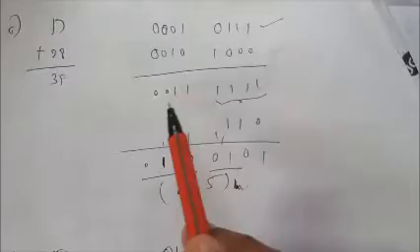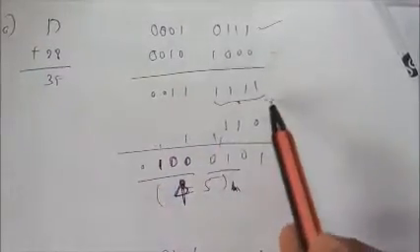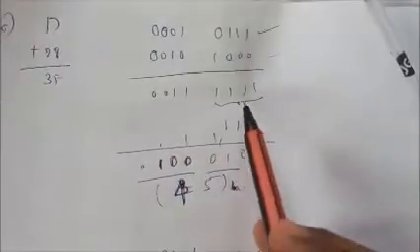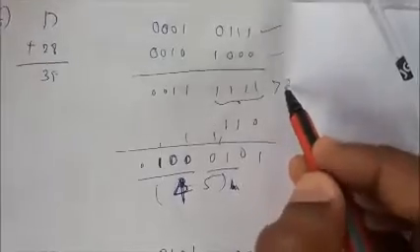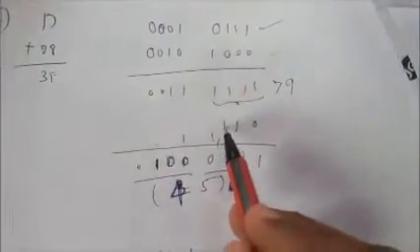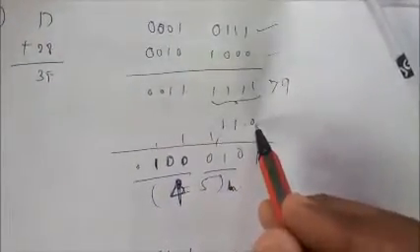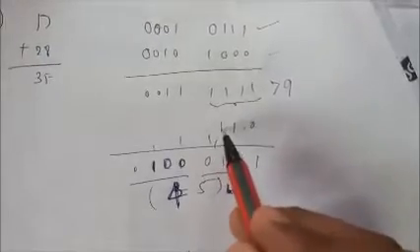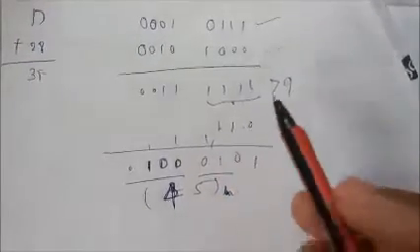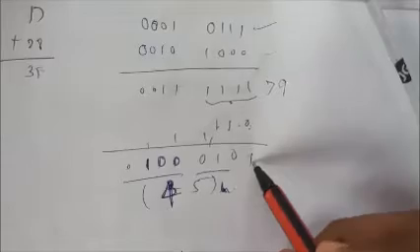Here I need to check. This is the higher nibble, this is the lower nibble. The lower nibble is greater than 9. So this is greater than 9. That's why I need to add the 6 in the lower nibble. So what is 6 here? 6 means 110. So here what will happen?